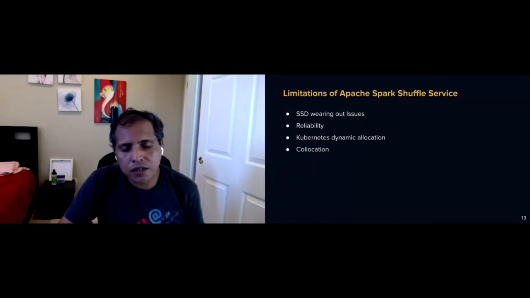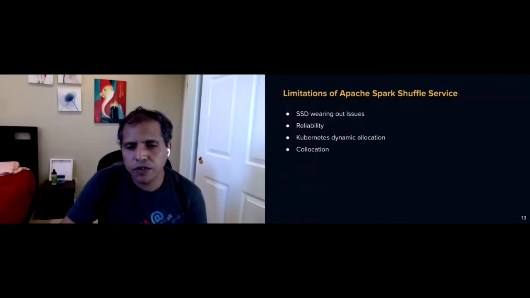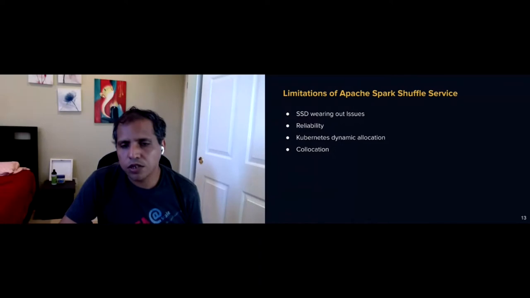There is another concern about Kubernetes dynamic allocation. Because Kubernetes does not have a remote shuffle service, we cannot do dynamic allocation on Kubernetes. So we probably need to write something external to enable it on Kubernetes.